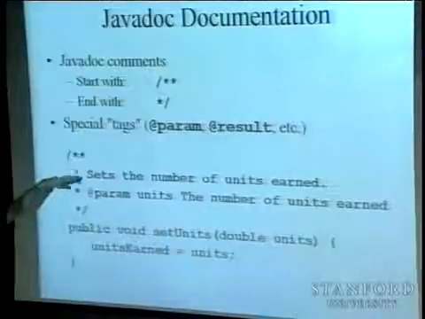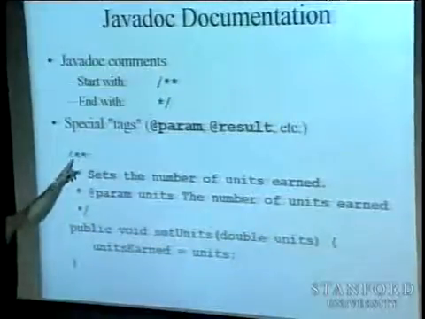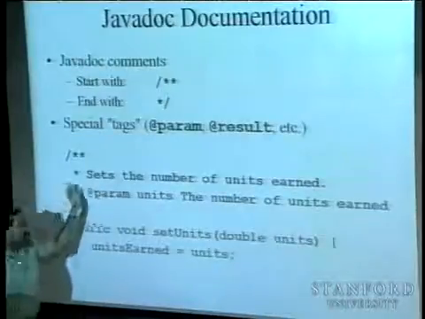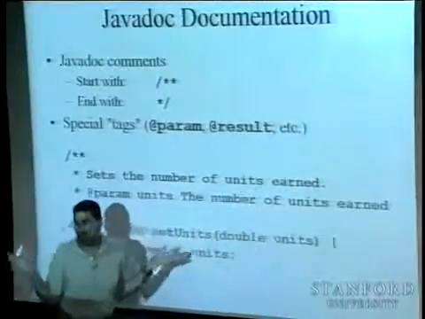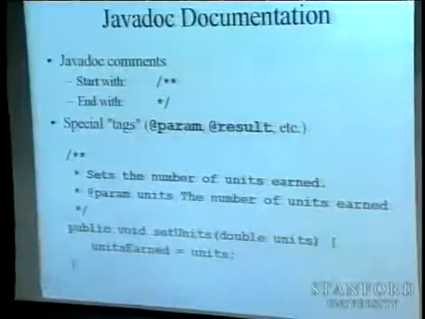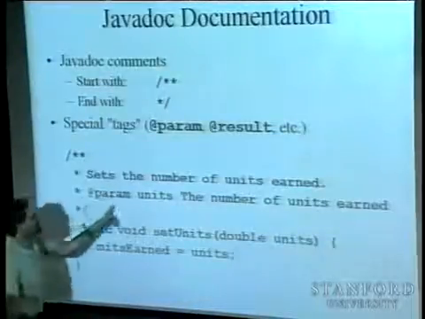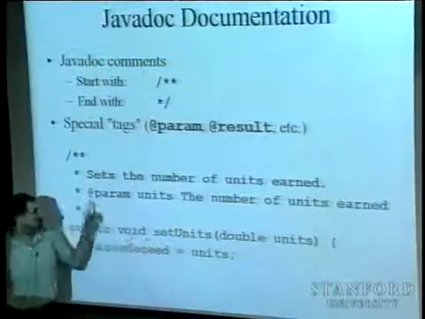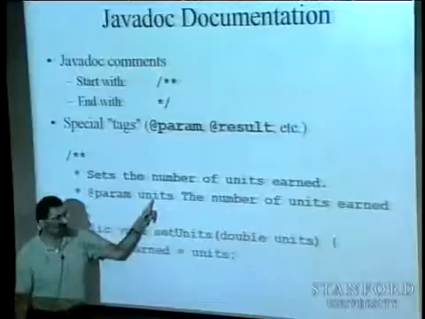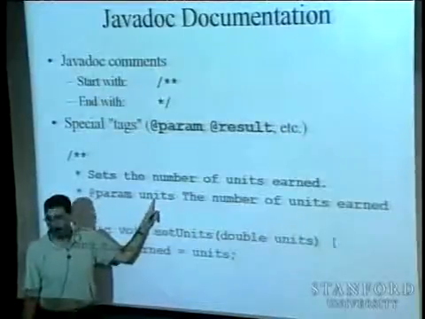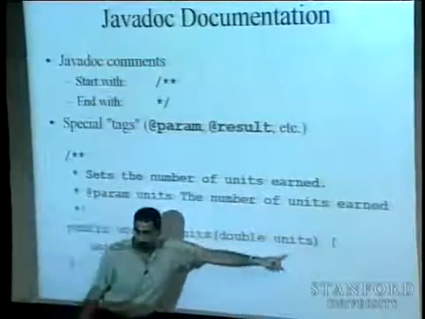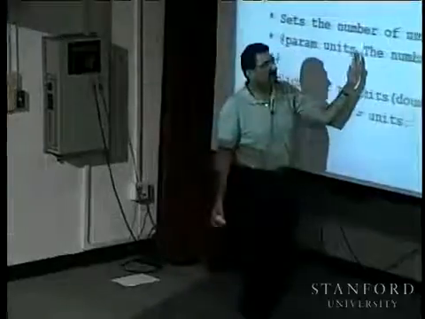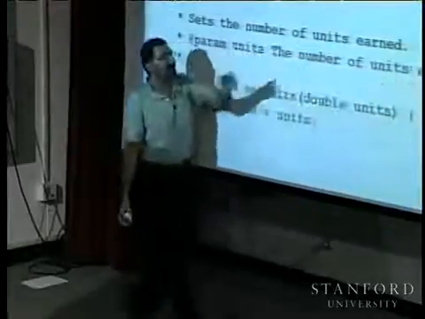This comment here is a JavaDoc comment, right? It starts with a slash and 2 stars, and ends with a star slash. Inside the comment, we still say what the function does, just like a normal comment, explaining whatever we want to the user. Additionally, we can have special tags like @param. The way @param works is that for every one of your parameters, you specify @param, then the name of the parameter. The name of the parameter is units, that's the next word here, and then what that parameter actually means, the number of units earned.